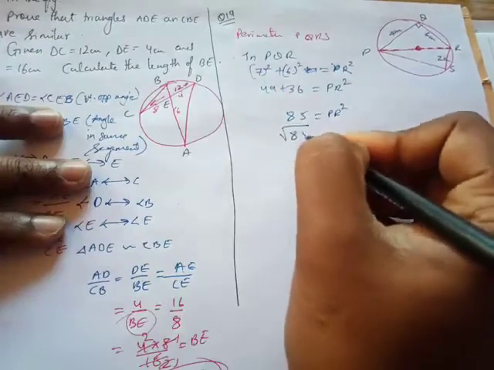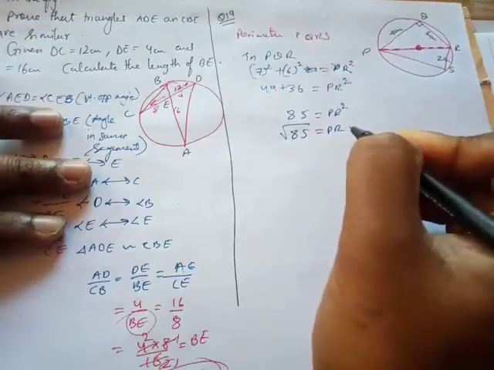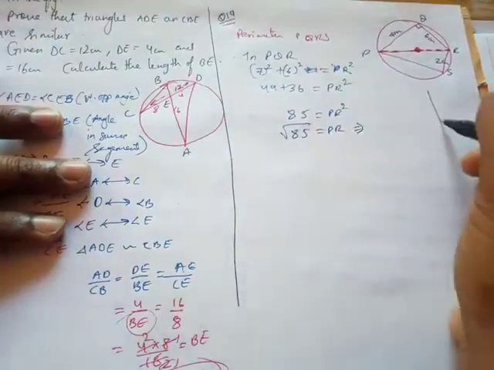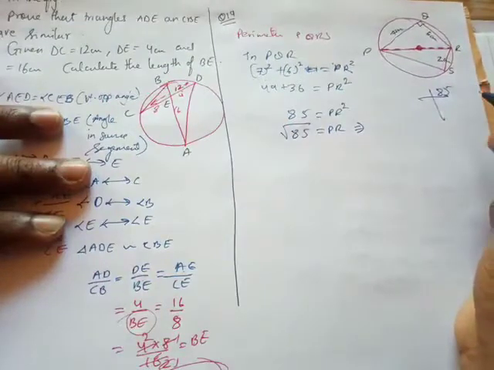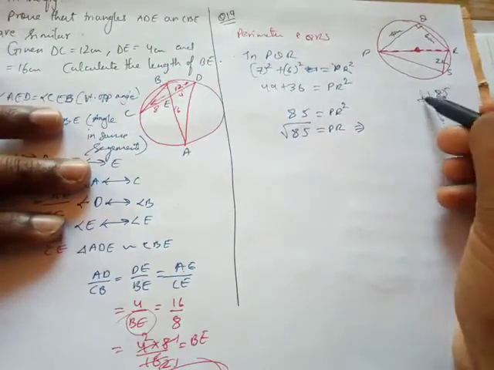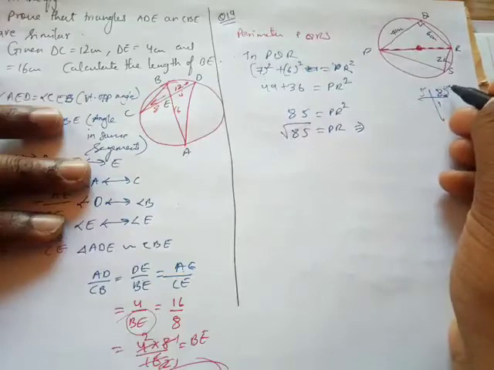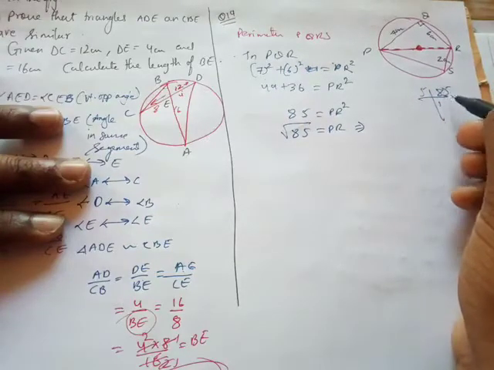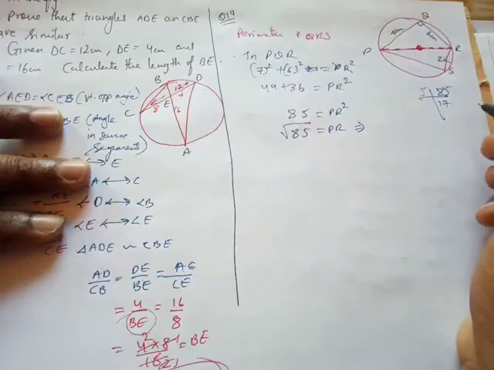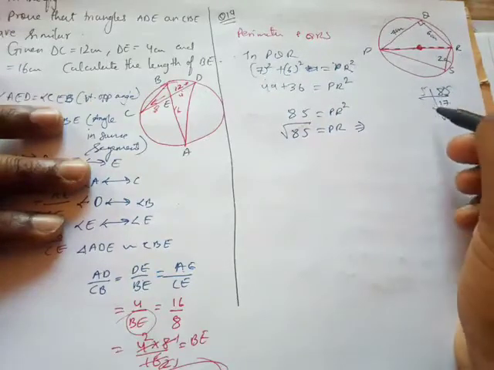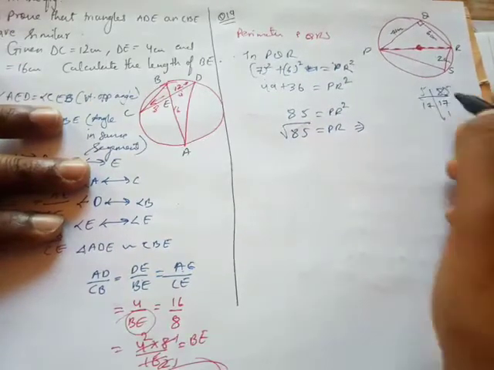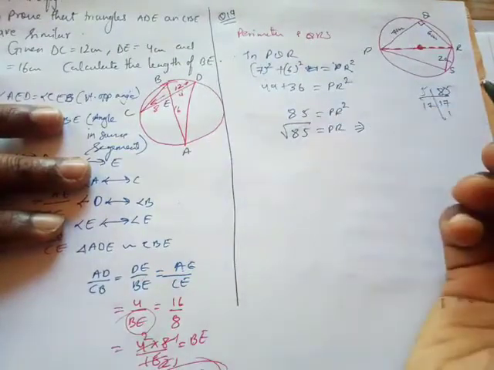So square root of 85 is PR. Now finding square root is quite easy because you can just figure out the prime factorization. 5 sevens are 35 and 17 ones are 17. So there is no perfect square, 85 will stay like that.